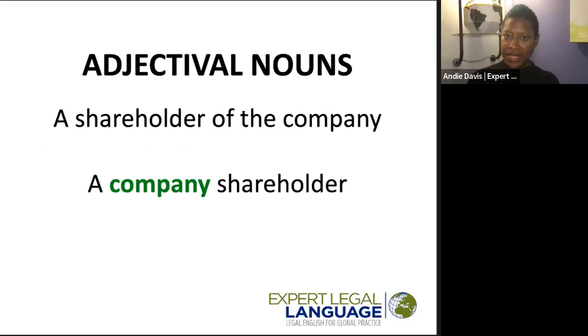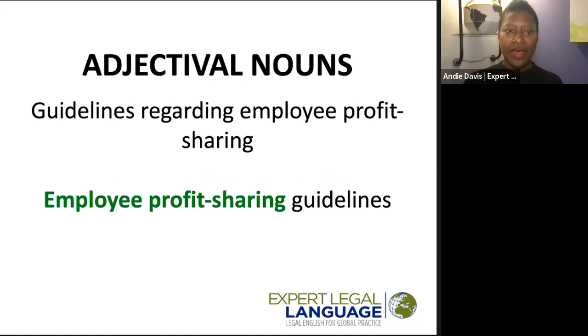Another way to streamline your text is by using adjectival nouns. Now, English has this great device which allows you to turn your nouns into adjectives, eliminating the need for connectors like of and the. So here's a simple example. A shareholder of the company can simply become a company shareholder. And again, depending on context, you could even say a shareholder. Or look at this one, guidelines regarding employee profit sharing can simply be employee profit sharing guidelines.